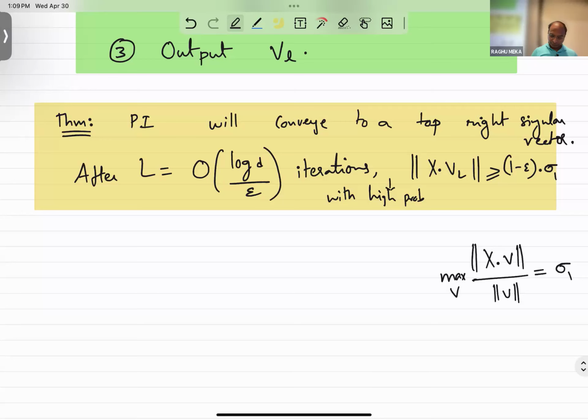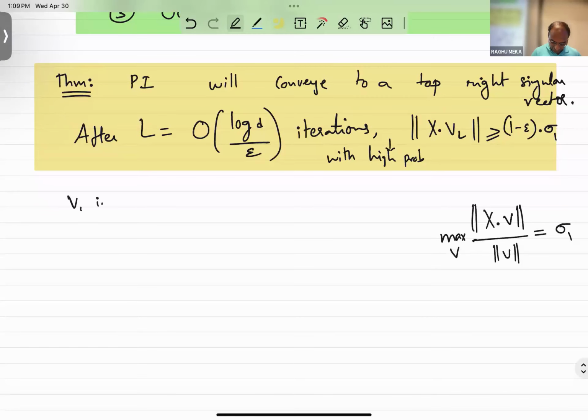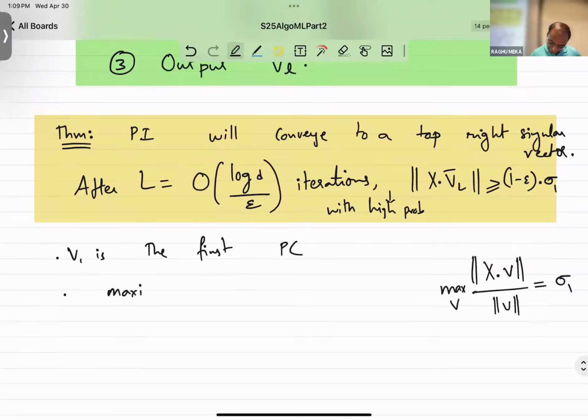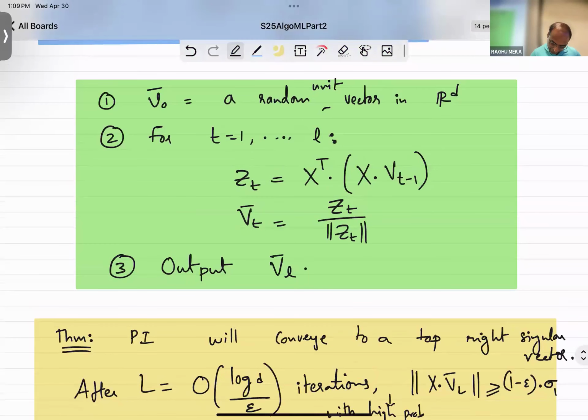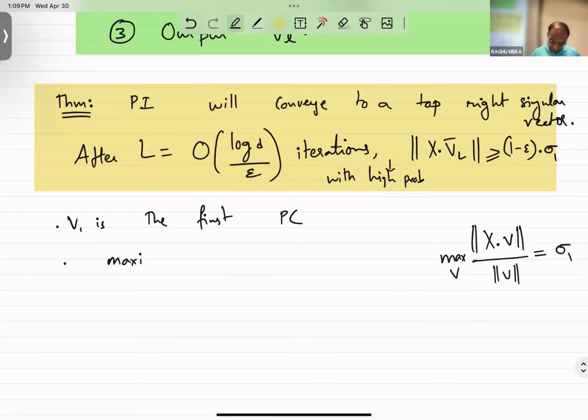All right. So V1 is the first PC, maximizes, let me put a bar here just so that we don't confuse it with the Vi's as we defined them.